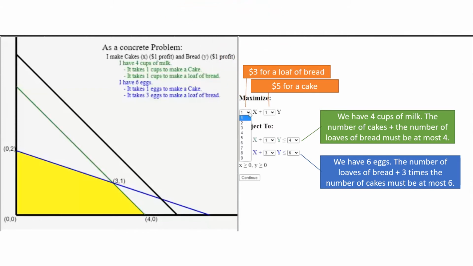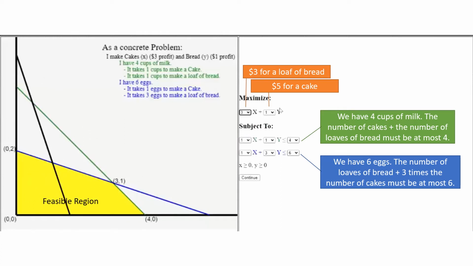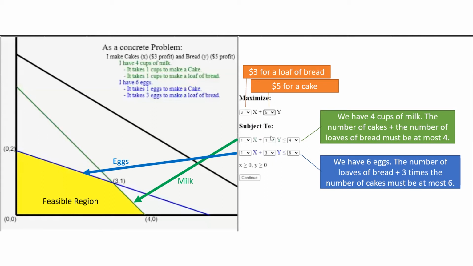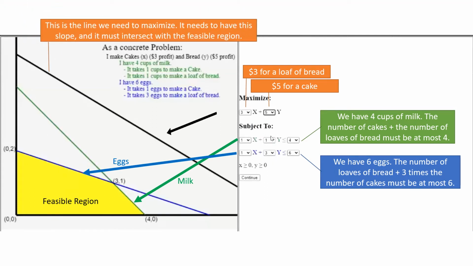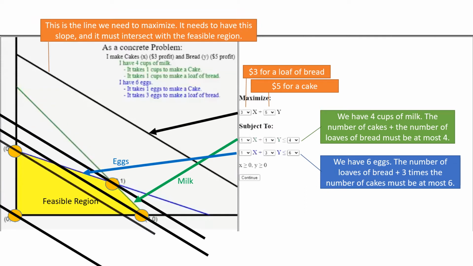Perfect. Let's plug that into the simulator. This is the feasible region based on the constraints of having only 4 cups of milk and 6 eggs. And this is the profit line we want to maximize. It turns out that it will intersect with at least one of the extreme points in the feasible region.